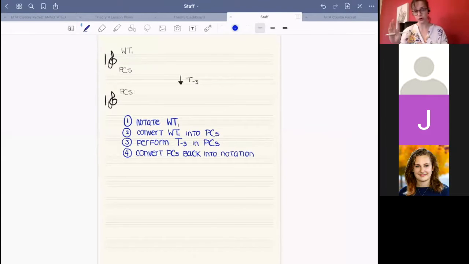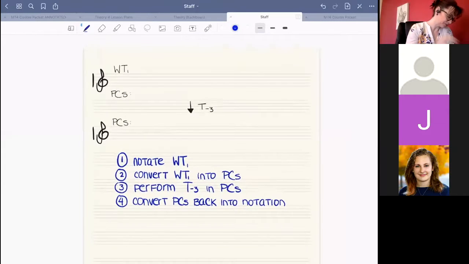So you've got 4 steps. You're going to need some staff paper. There's some in the back of your course pack. 4 things I would like you to do.